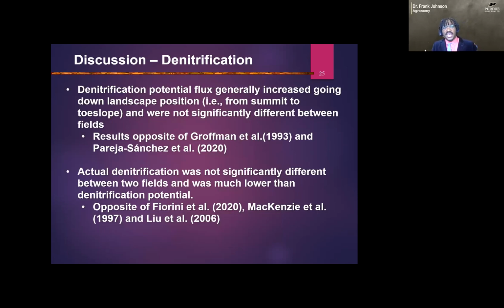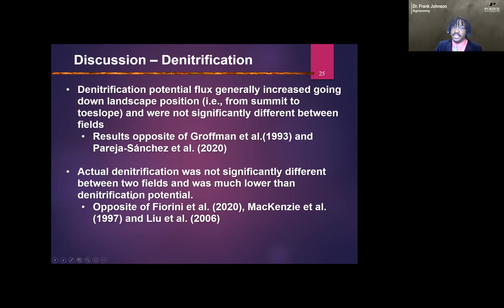So we observed that denitrification potential flux generally increased going down landscape position, and in both fields was measured highest in the toe slope landscape position, and they were not different between the two fields. These results were opposite of Groffman et al. and Pareja-Sanchez et al.